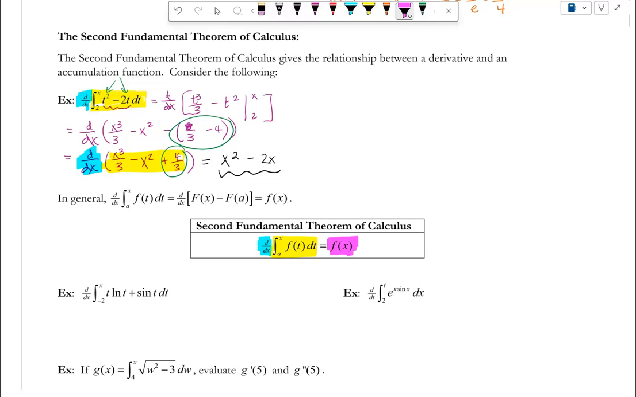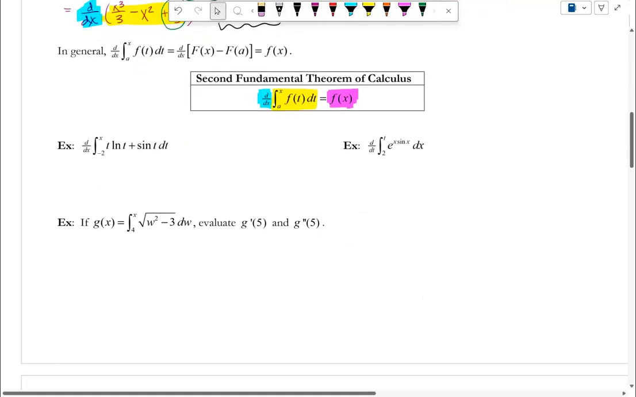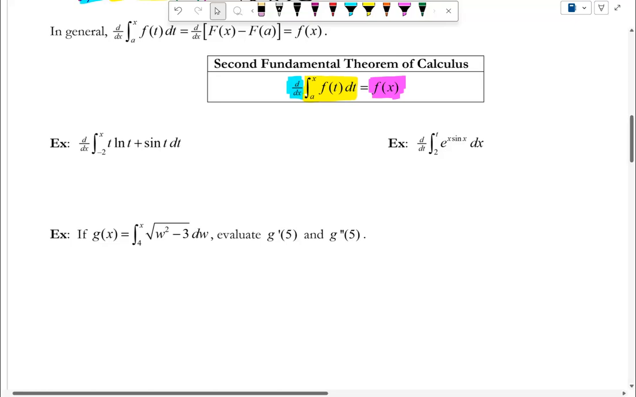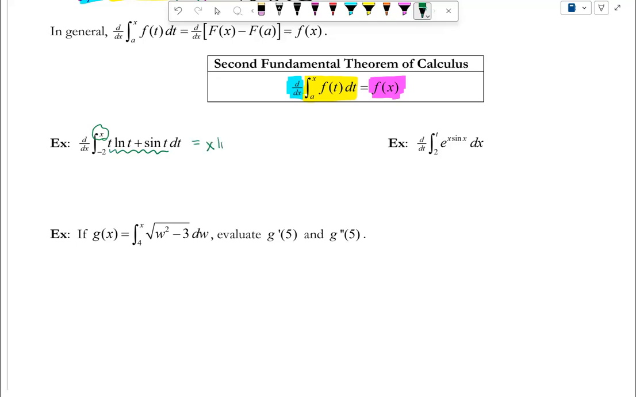So once we get some practice with it, it's pretty easy because we don't actually have to find the antiderivative, or we don't have to rewrite the accumulation function each time. So if I look at this first example, if I'm taking the derivative of this accumulation function, I'm going to get the function that is my integrand, except I will have my actual x value, my true variable of this function, in place of t. So I just get x times the natural log of x plus the sine of x. And again, there's no plus c here because this is a definite integral.